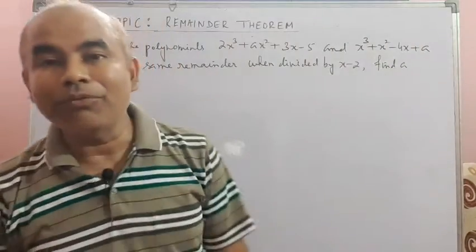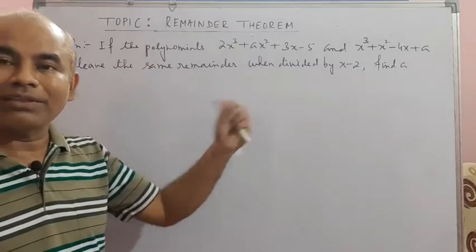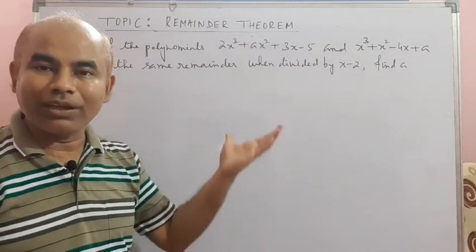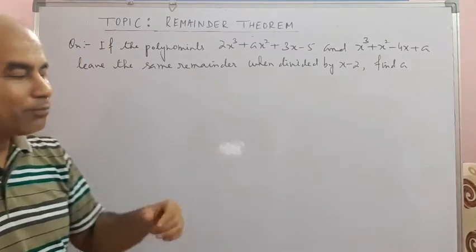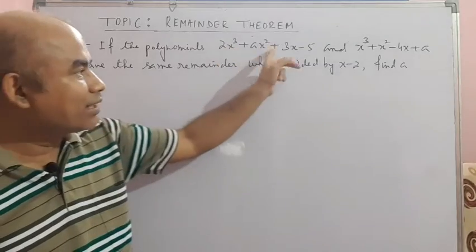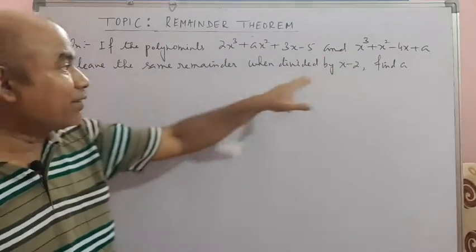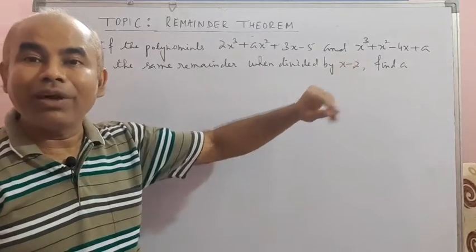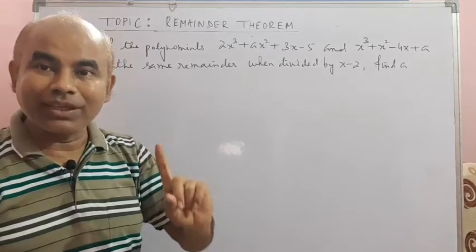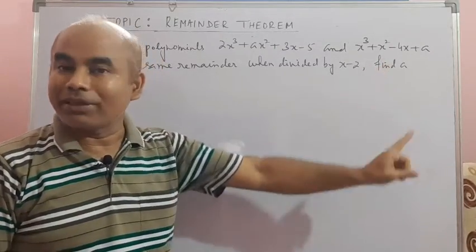Okay, so this type of question, I think you have got it already, you can often see in the reference books. Whatever reference book you follow, you can get this type of question. Now the simple thing is that here we have two dividends, this polynomial and that polynomial. They are divided by the same divisor x minus 2, and the condition is that the remainder is the same. Using that condition you find the unknown quantity a.